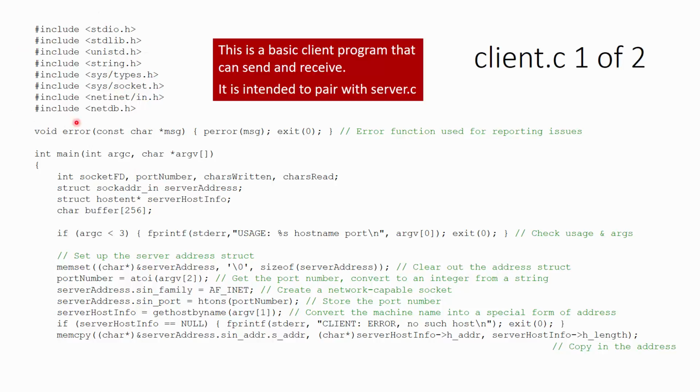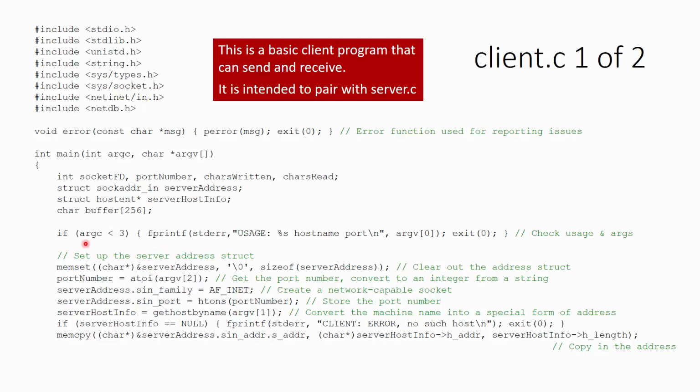Here's all the includes that we'll need up at the top of the program. Here's an error function that we'll use in a few different places. It simply prints out the error and then exits if we use it. Here's all the various integers and structures that we'll need, and the buffer that we'll use for sending and receiving.